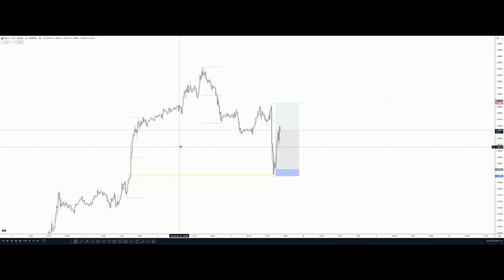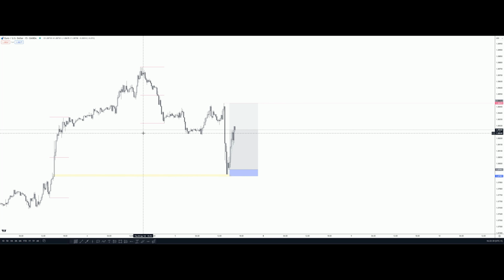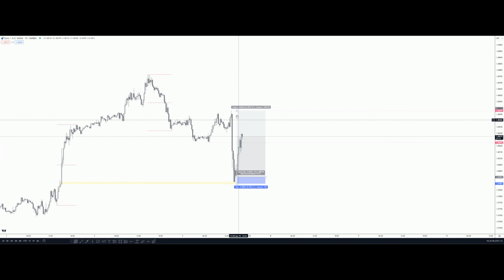So liquidity for me is always the areas that fail to mitigate a discount and push up. So this would have been clear liquidity there, and obviously that got taken, and we've tapped in here and it's pushing up. And then this is the liquidity that failed to tap this.